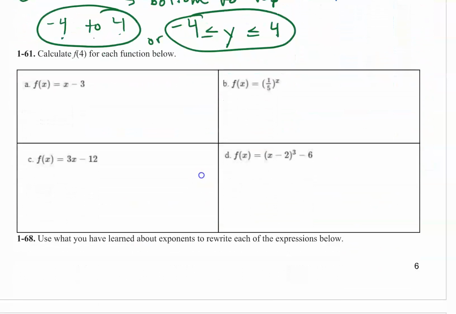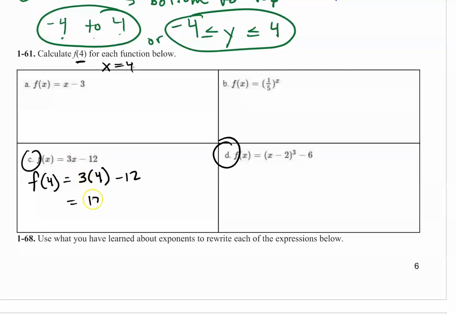Next, f of 4. So I'll do C and D. The number inside the parentheses gets plugged in for x. So it's like saying x is equal to 4. So f of 4 is equal to 3 times 4, subtract 12. So plugging in 4 for x, 3 times 4 is 12, minus 12, which is 0. So f of 4 equals 0.